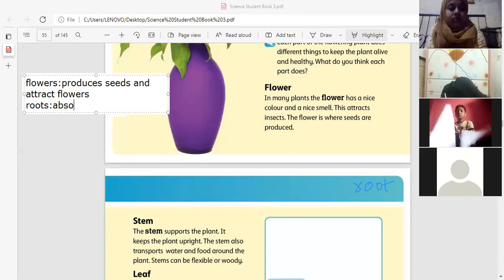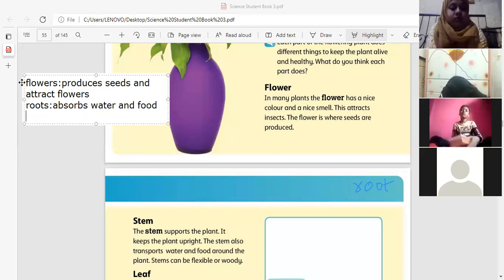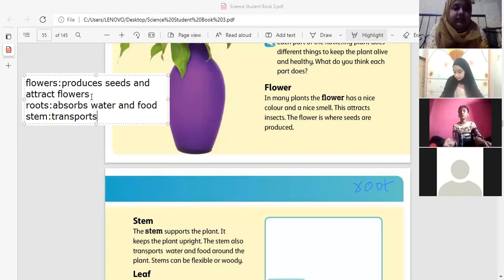Quickly write. And attracts flowers. Sorry, attracts the insects. Sorry, insects. Wait, I'll just erase it.